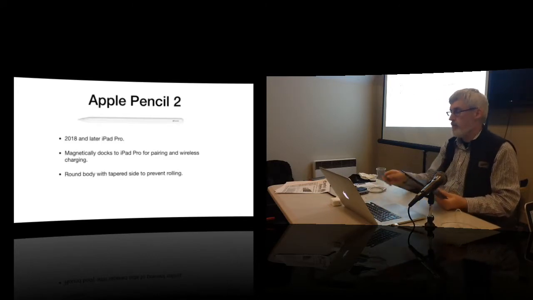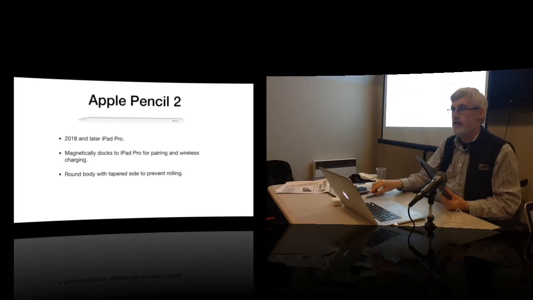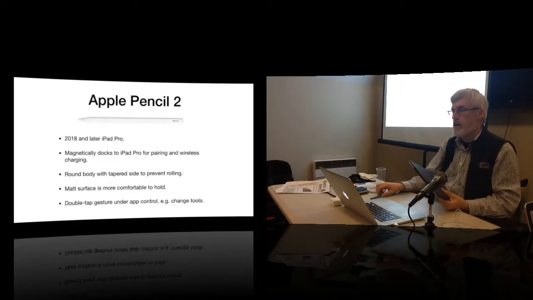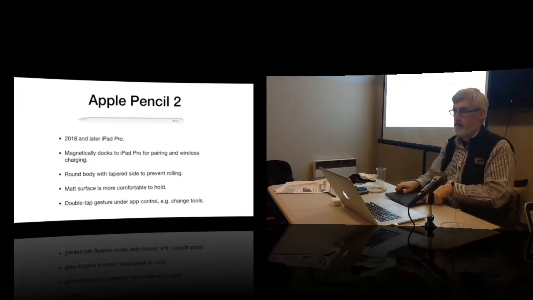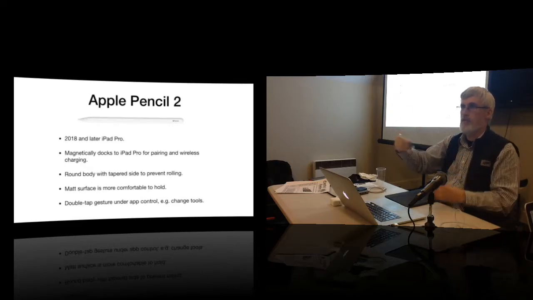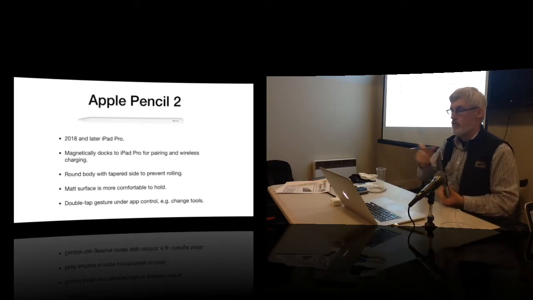It has a rounded body, but one edge has a flat side, so it's even less likely to roll than the original one. It's also a bit more comfortable to hold because they've given it a matte surface rather than a smooth surface. And they've added a double tap gesture. I can't do it with this one, but if you can imagine, you can do that sort of gesture with it, and whichever app you're using can decide what that means. It often means change between two different tools, like the hand tool for dragging and the pointer tool for drawing, or whatever it might be. So you can usually customise that.